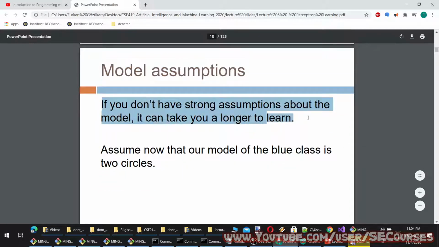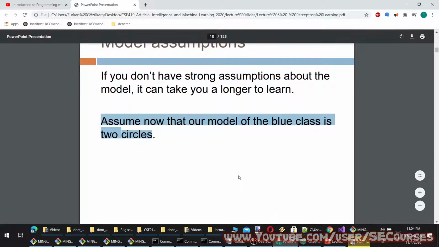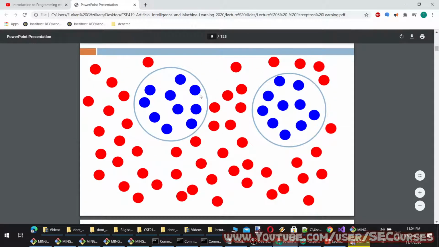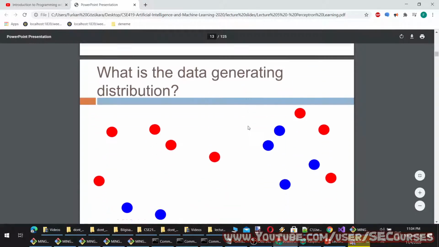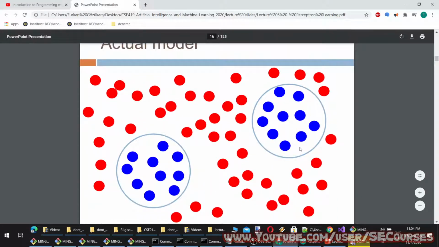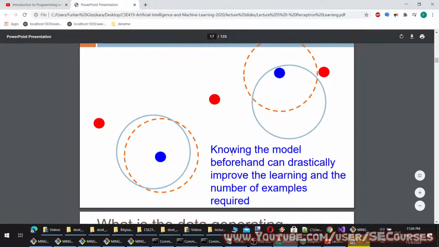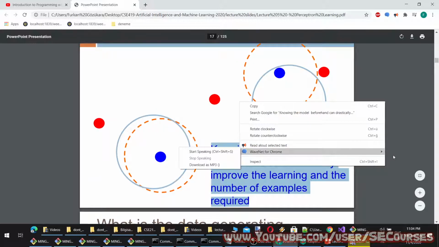Model assumptions. If you don't have strong assumptions about the model, it can take you longer to learn. Assume now that our model of the blue class is two circles. When we have an assumption about our model previously, then it is much easier to classify our model, because we know that the blue class will have two circles. So this is what it means.